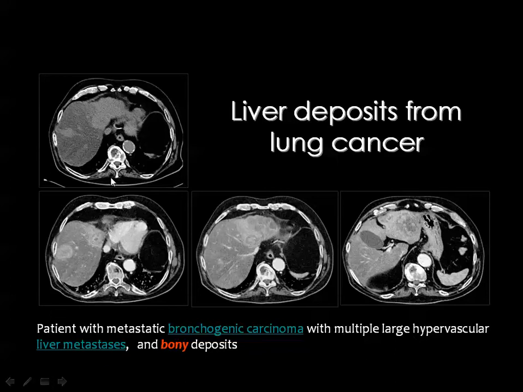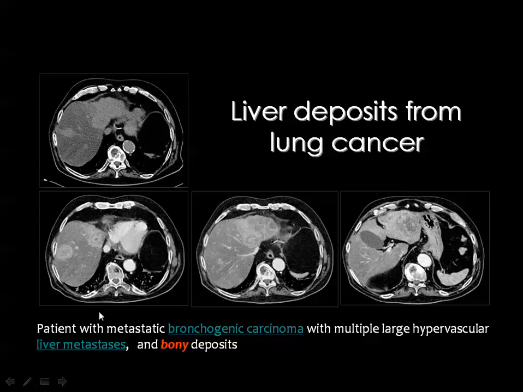And here you can see an example. This is the CT scan of a patient with metastatic bronchogenic carcinoma, showing multiple hepatic and bony deposits. The liver is fatty, but you can see this area which does not contain fat, and this area also. And you may suspect that these are areas of fatty sparing.